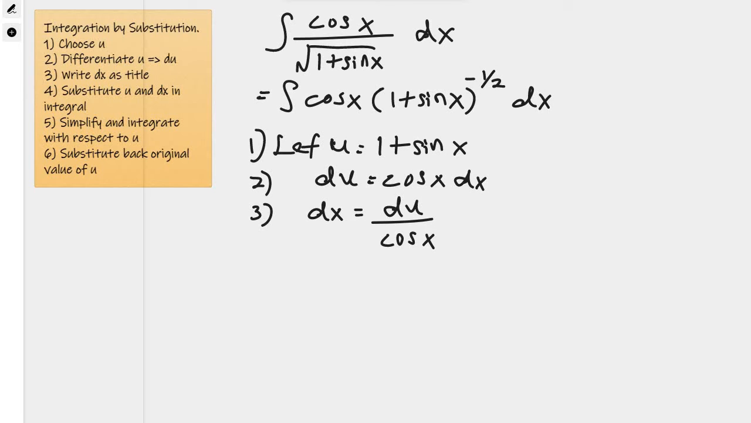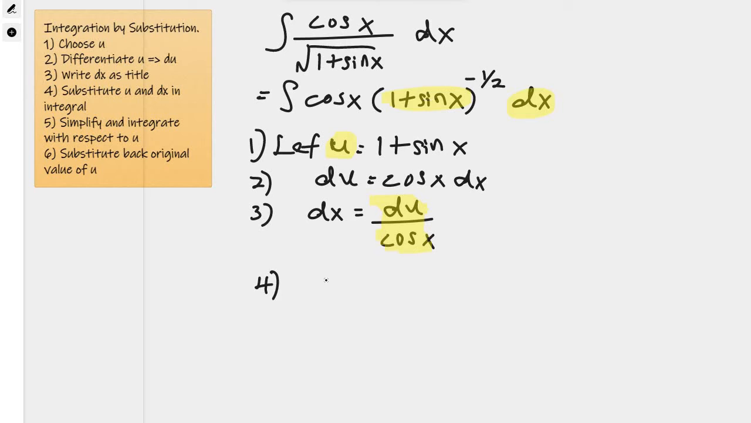Okay, so again, you need to substitute the u. This one will become u. And dx, you need to substitute with a new value, which is this one. So substitute these two values. Again, this one will become u, and this one will become du over cos x, which you already get in the third step.